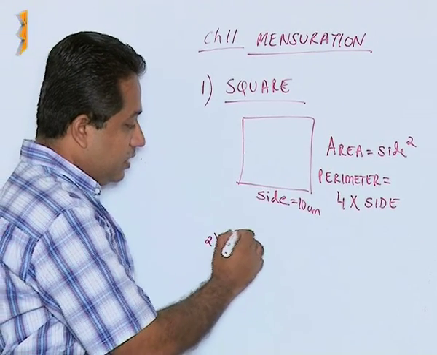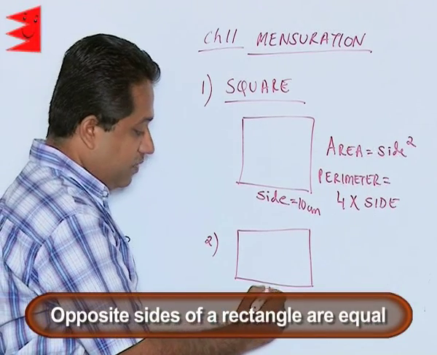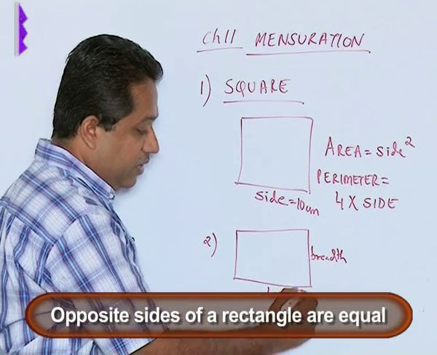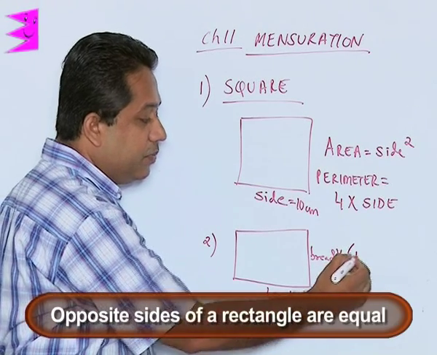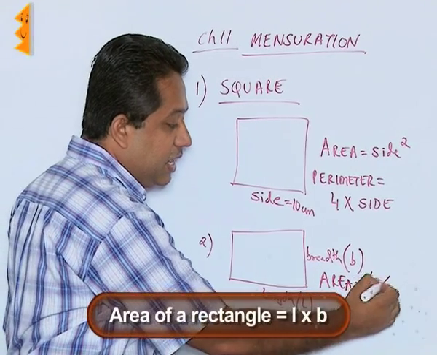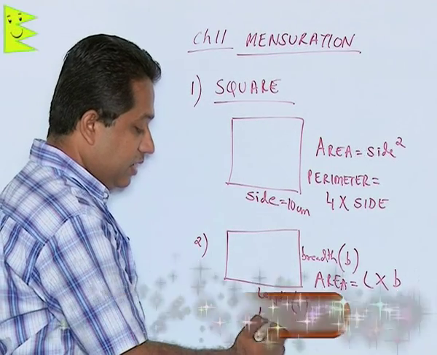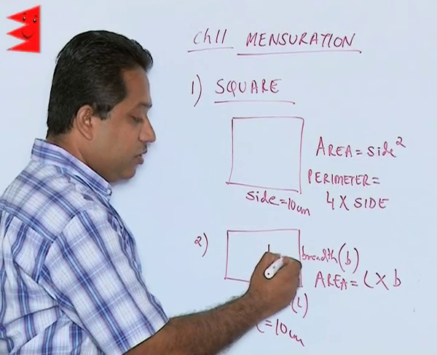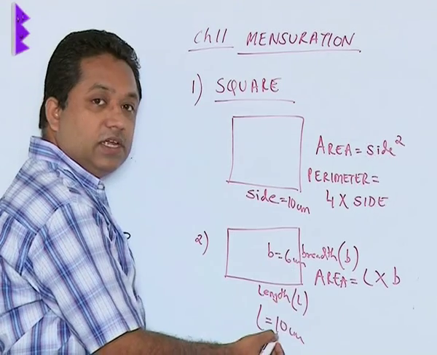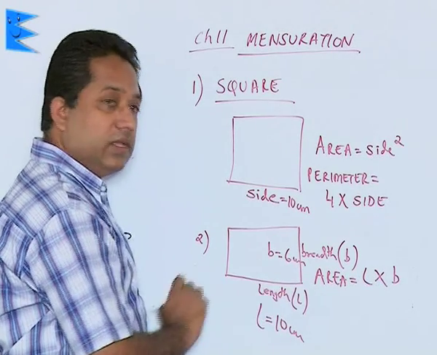The second figure, rectangle. Now, in rectangle we have opposite sides equal. So, we have a length and we have a breadth, and normally we represent the length with L and breadth with B. Now, if we have to find the area of the rectangle, area will be L multiplied by B. So, whatever is the length, we will multiply it by the breadth. Let us say if the length is 10 centimeter and the breadth of this is 6 centimeter, we can say area of this will be 10 multiplied by 6, that is 60 centimeter square. So, area will be L into B, you just have to multiply the length and the breadth.